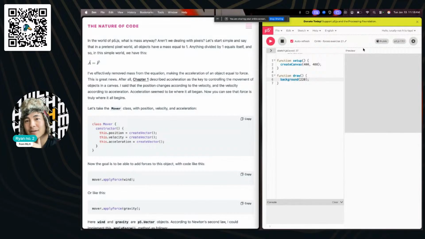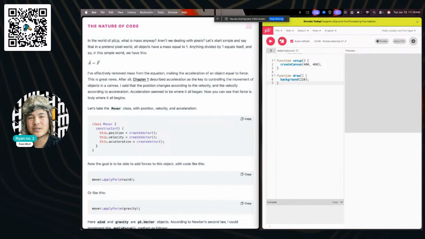If you want to log in so that you can actually save what you're doing, go to the top right corner and it'll probably say something like log in over there. I'm already logged in. I log in with my GitHub account. I think that's very helpful if you want to keep track of your progress.